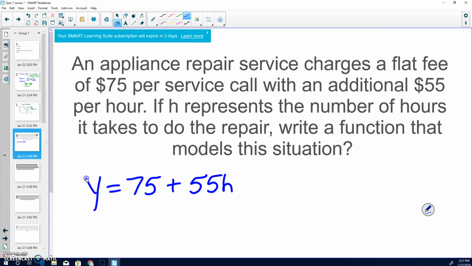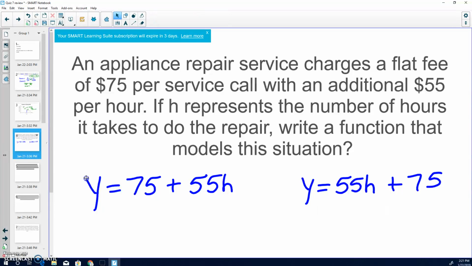So they come for 3 hours. You do 55 times 3, get an answer, and add 75, correct? Yes. If they come for 4 hours, you would do $55 times 4, and then add 75 to your answer. So is this written in slope-intercept form? You have to flip it. Y equals mx plus b.